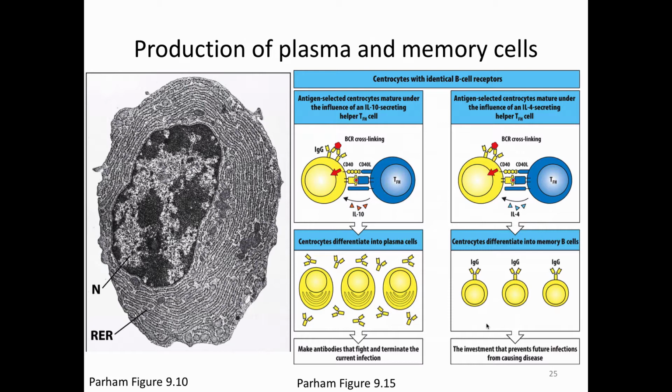Yeah, Molly. The plasma cells, do they replicate? Do they have the ability to replicate by themselves? No. Nope. They basically have one job, which is make antibodies, and they can't do anything else.